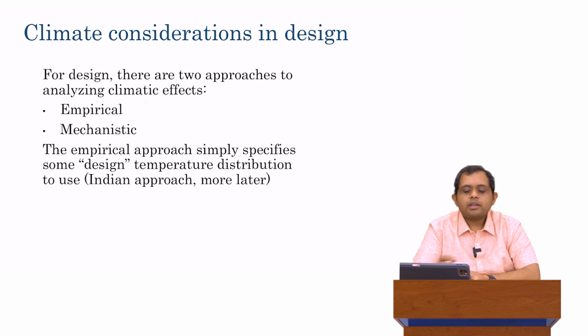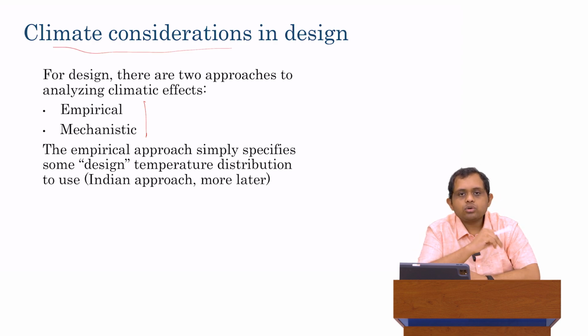So when we are doing design of rigid pavements based on climate considerations, we broadly have two approaches which can be used: an empirical design approach and a mechanistic design approach. Again, what I'm trying to say is that if you are trying to design a rigid pavement and you want to do climate considerations within that design, you basically have to know what is the temperature distribution inside a pavement which doesn't exist yet.